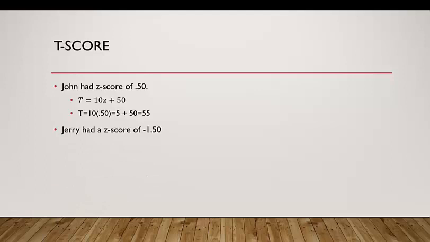Let's take Jerry's score. We said Jerry had a z-score of minus 1.5. When we plug it into our formula, t equals 10z plus 50, so t equals 10 times negative 1.5, which equals minus 15. And when we add 50 to that, we get 35.